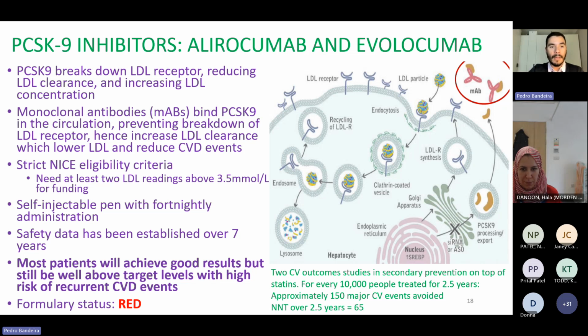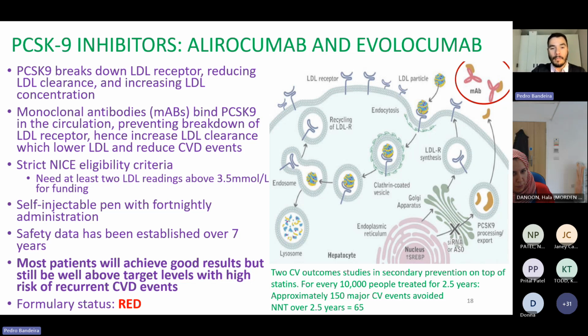So the monoclonal antibody binds to the PCSK9 protein, and that will prevent the PCSK9 protein from degrading the LDL receptor. That increases the LDL receptors on the cell surface, and therefore it reduces the cholesterol in the blood circulation. There are two types of monoclonal antibodies, and they have had extensive data associated with them in the last 7 to 10 years.